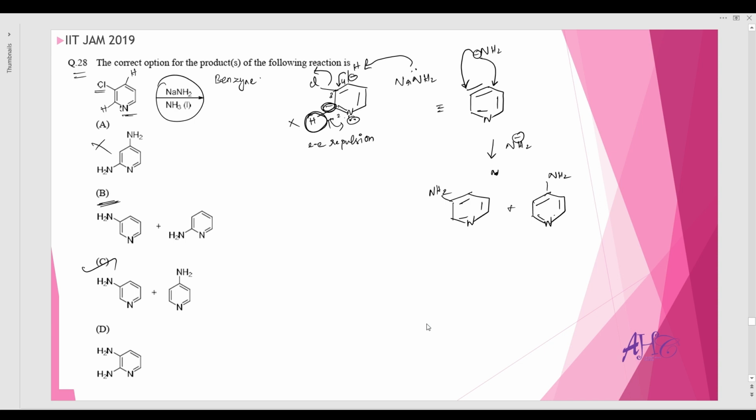Because there is a lot of electron repulsion, since the nitrogen has lone pairs available. Okay.